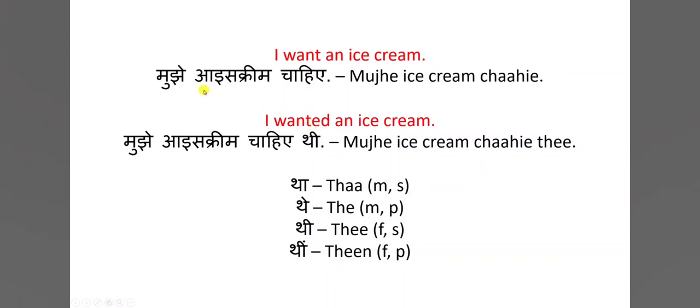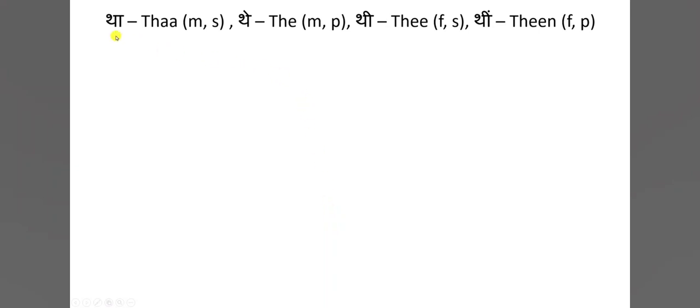All the words of the present tense will be there, but along with it, there will be a tense indicator of past, which is one of these. Now, let me give you a few examples and tell you how to select one of these: tha, the, thi and thi.